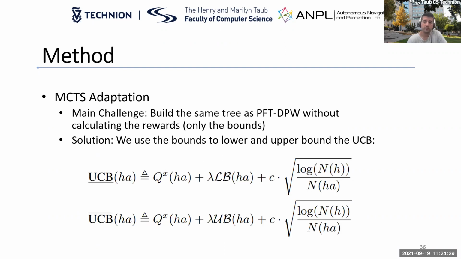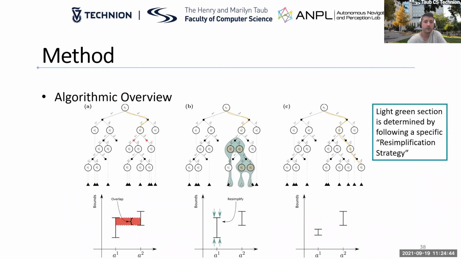The solution we chose is to upper and lower bound the UCB by replacing the information-theoretic part of the UCB with our novel bounds. Essentially, we upper and lower bound the UCB, as seen here. This is an overview of the algorithm if you got a little lost.